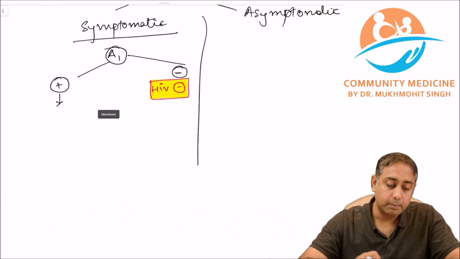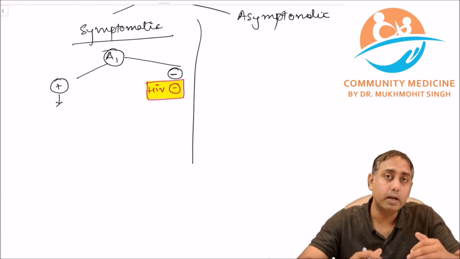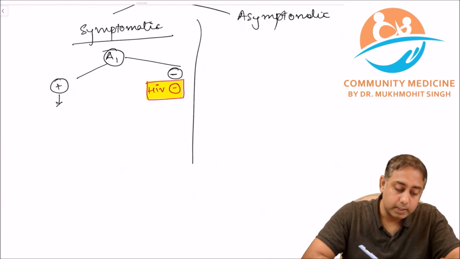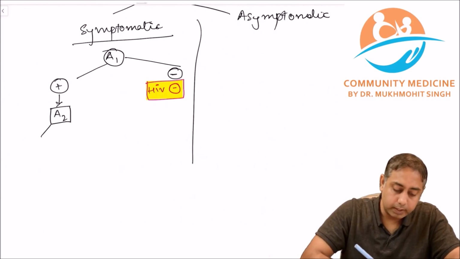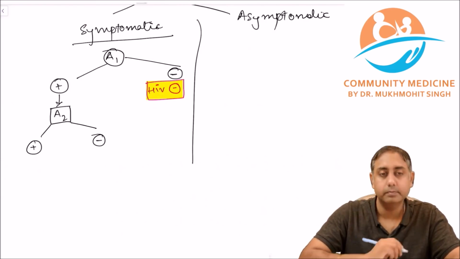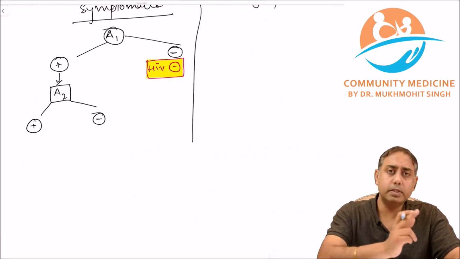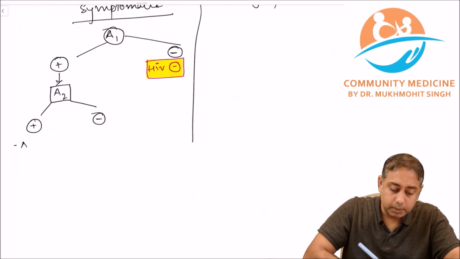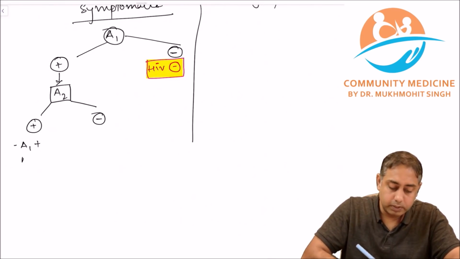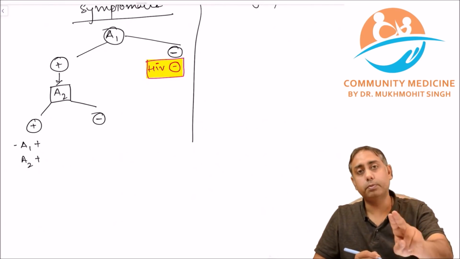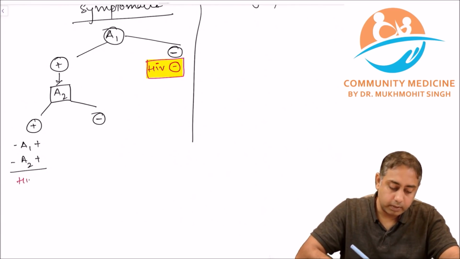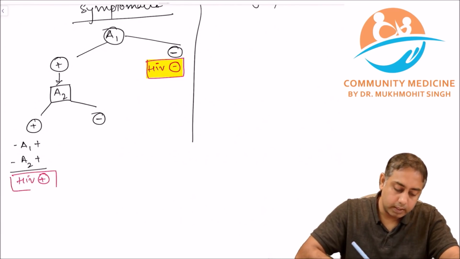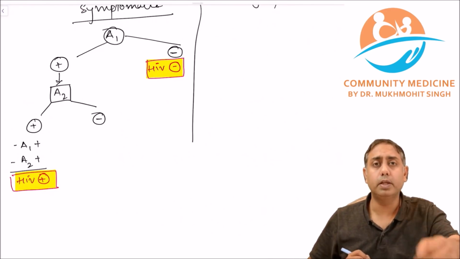Now the problem starts, because sometimes the patient is A1 positive. In those cases, we are supposed to send this patient for A2 as well. You do an A2 assay. A2 can be positive, A2 can be negative. If this A2 is positive, that means what is this person? He is A1 positive, and he is also A2 positive. If this patient is positive on 2 tests, it is unfortunately declared as HIV positive. What is HIV positivity? You do 2 tests and both the tests are positive.